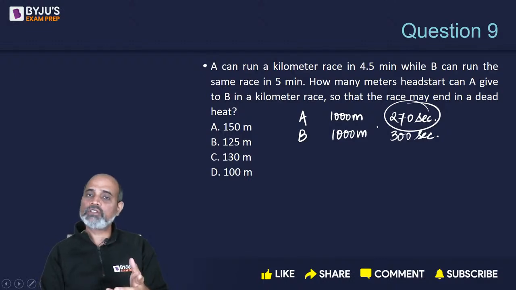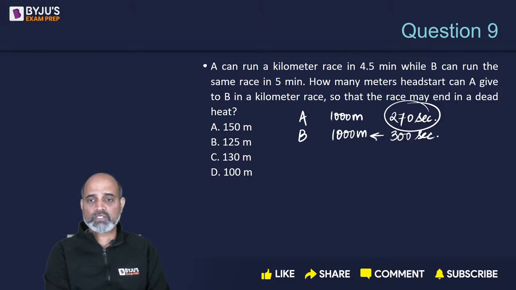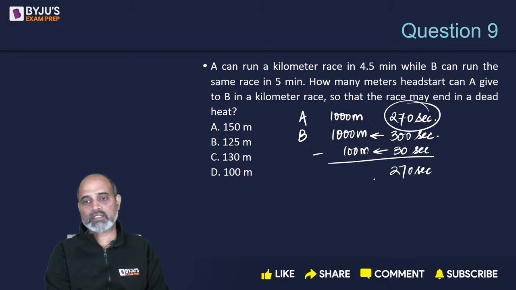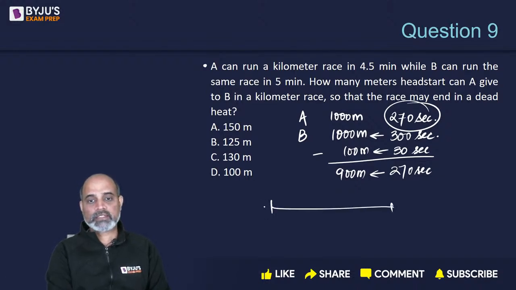We need to find out what is the distance B is going to cover in the same 270 seconds, right? So if B covers 1000 meters in 300 seconds, that would mean in 30 seconds, it covers 100 meters, right? We are talking about B. That means if I subtract, we can say that in 270 seconds, B will be covering 900 meters. Now, it's like this. A is at the initial point. B is 100 meters ahead.